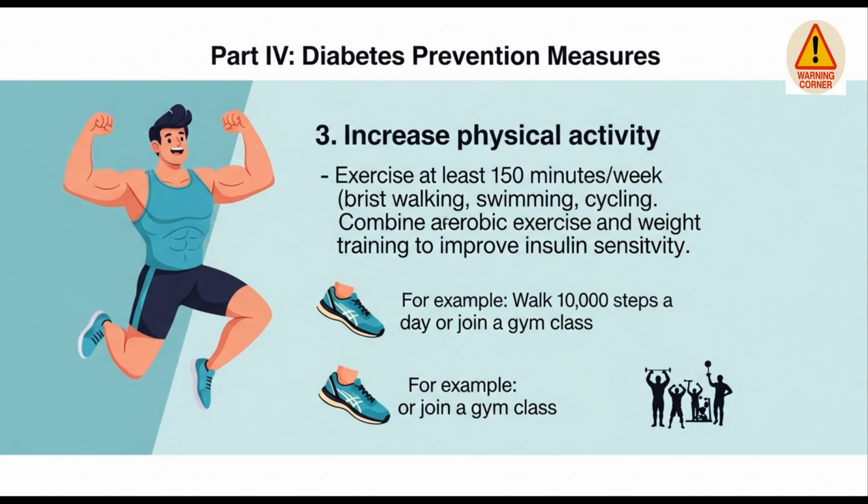3. Increase physical activity. Exercise at least 150 minutes per week. Brisk walking, swimming, cycling. Combine aerobic and strength training to improve insulin sensitivity. For example, walk 10,000 steps a day or join a gym class.